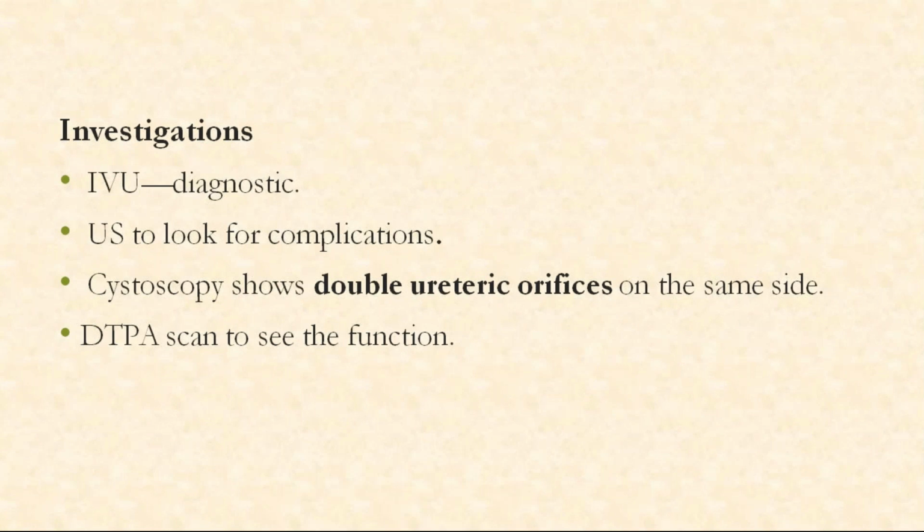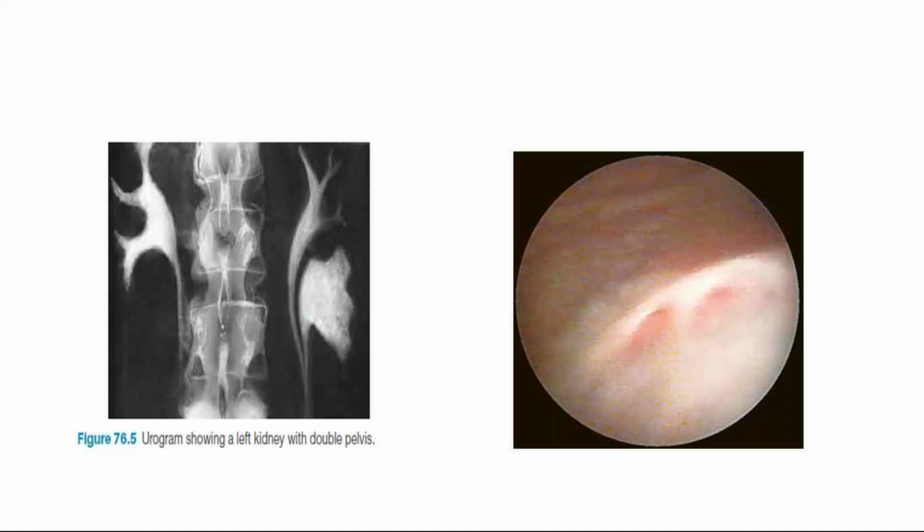Investigations: IVU is the diagnostic investigation. Ultrasound to look for complications. On cystoscopy, you will see double ureteric orifices on the same side, and DTPA scan is also performed to see the function. See, this is the duplex system. This is the normal system. These are the calyces opening into the ureter. Here there is one set of calyces and this is one ureter. This is another ureter. This urogram on the left side shows a double pelvis. You can see two ureteric orifices. This is one ureteric orifice, and this is another ureteric orifice.